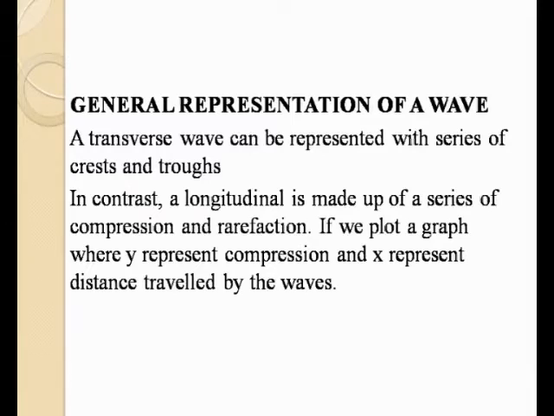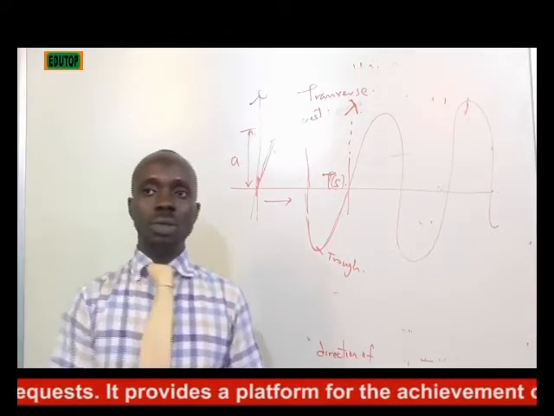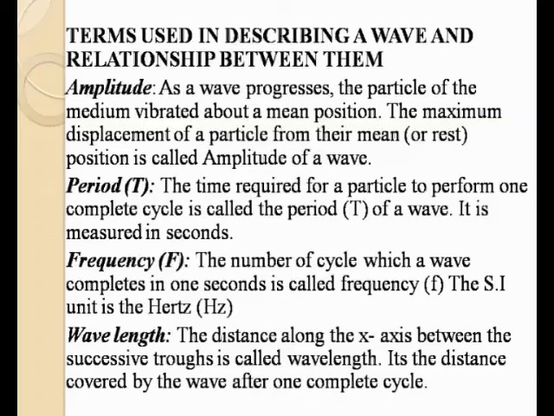If we plot the graph whereby y represents compression and x represents distance traveled by the wave, there are also graphs for longitudinal waves, but we won't go to that. Let's look at the terms used in describing a wave and the relationship between them. We have what we call our amplitude. As a wave progresses, the particles of a medium vibrate about a mean position. The maximum displacement of a particle from its mean or rest position is called the amplitude.